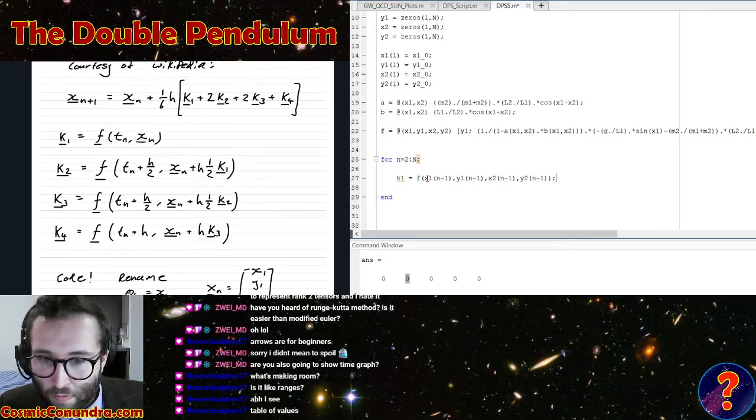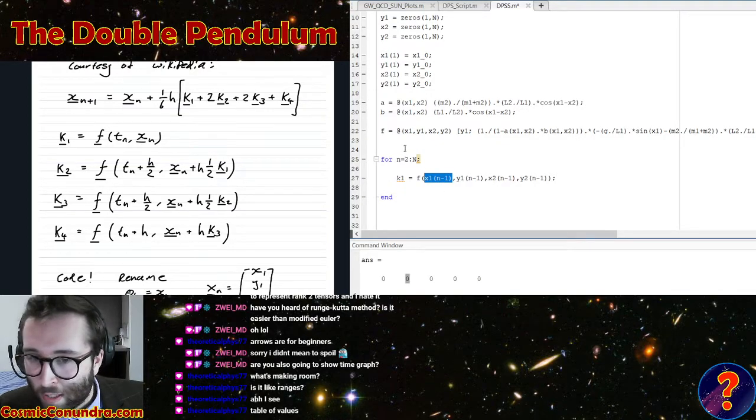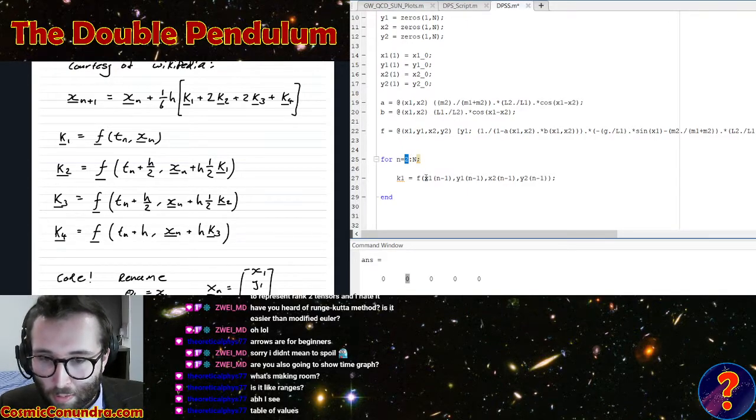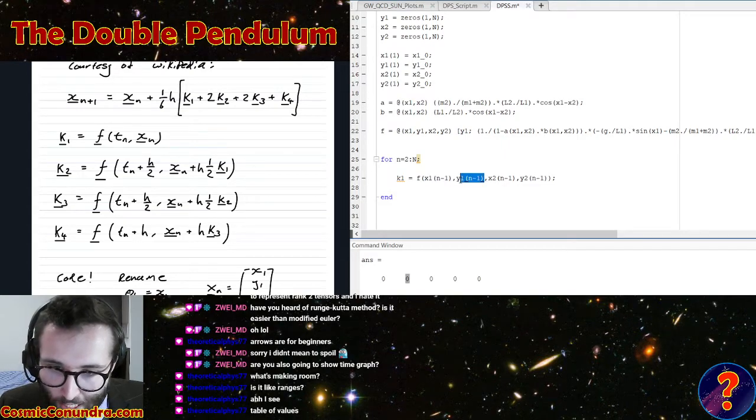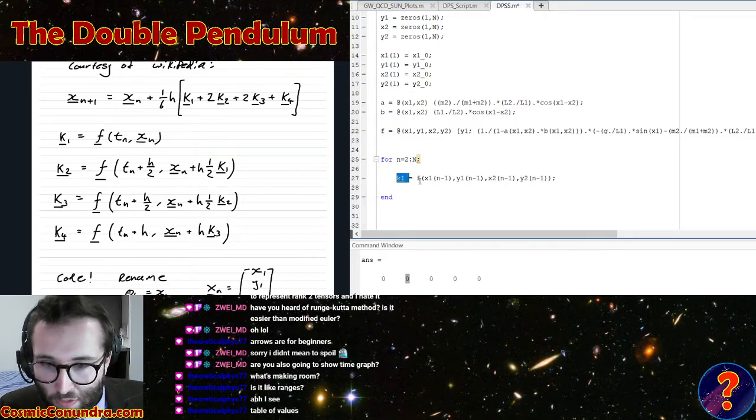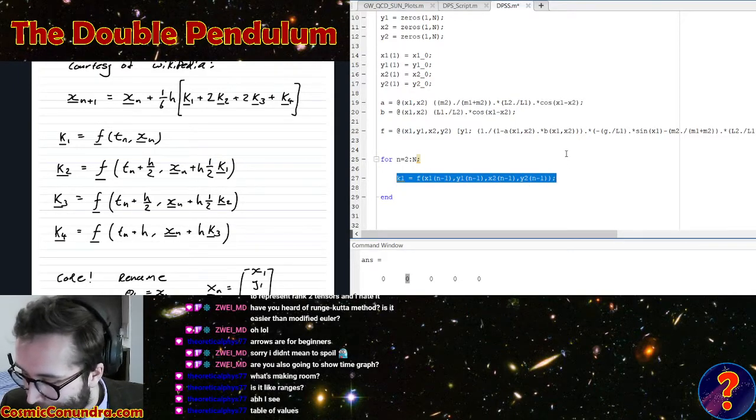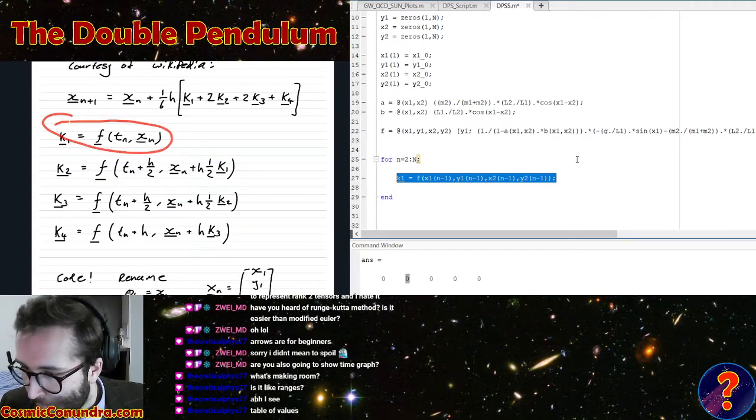Function f of the n-1th element in x1. So for example, when n is 2, the first thing this iteration will do is take the first value of x1, because that is x_{n-1}, the first element of x1, the first element of y1, the first element of x2, the first element of y2, and then it will calculate this value k1 as we have described here.